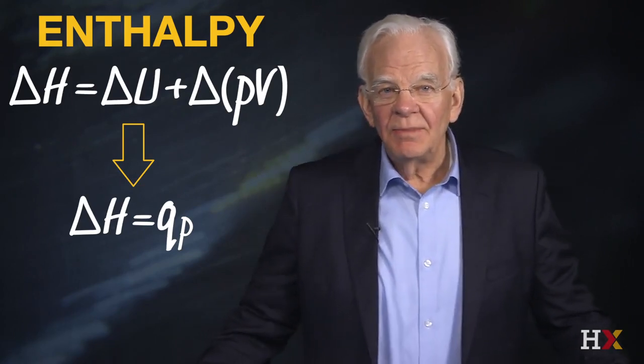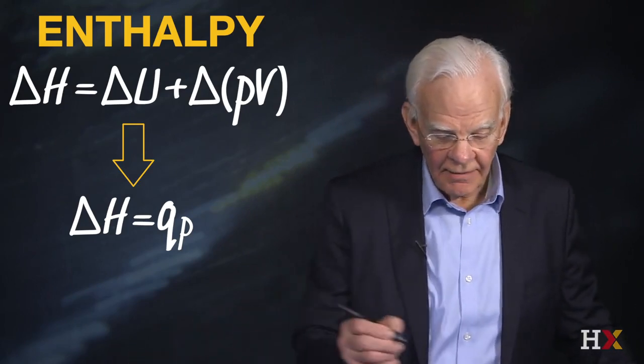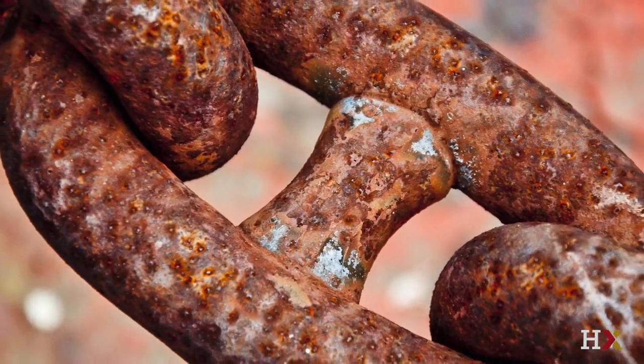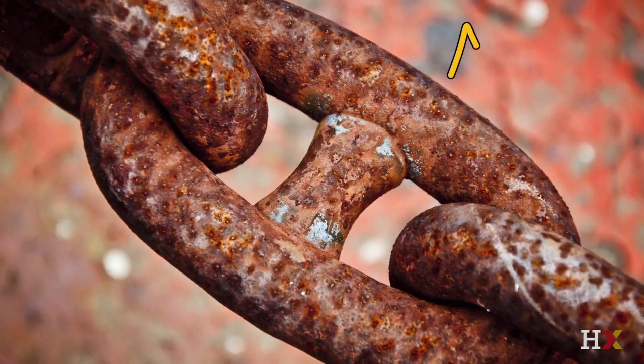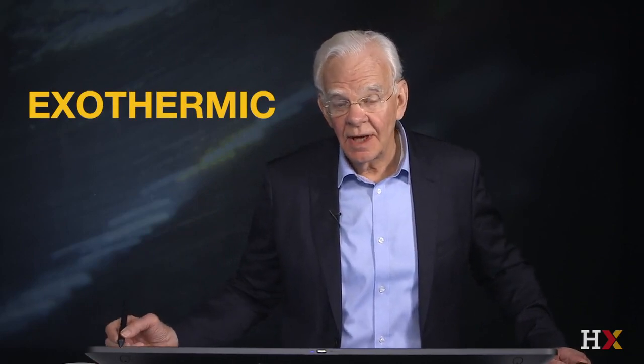But now we look at some different examples of processes in nature. We have corrosion, where iron is converted to iron oxide, and as we'll see in this case, delta H is less than 0, but only slightly less than 0. And of course, when delta H is less than 0, the reaction is exothermic.